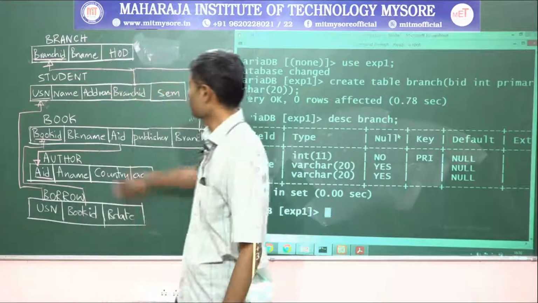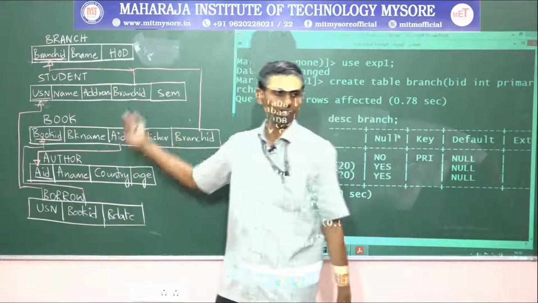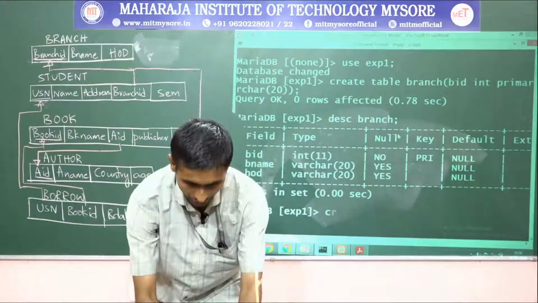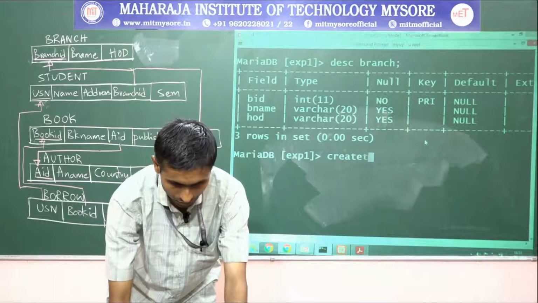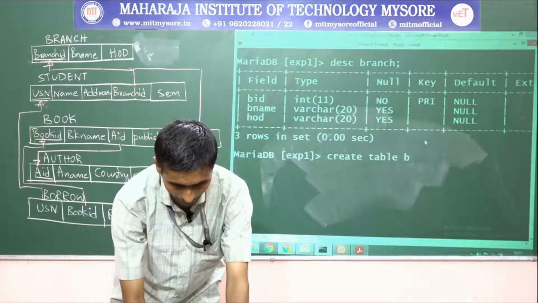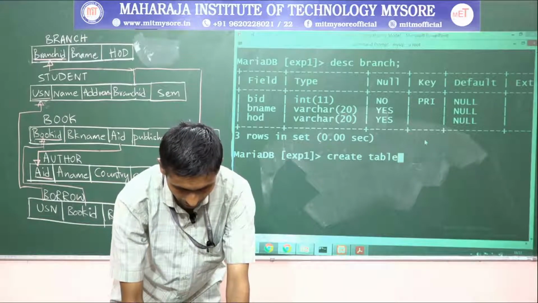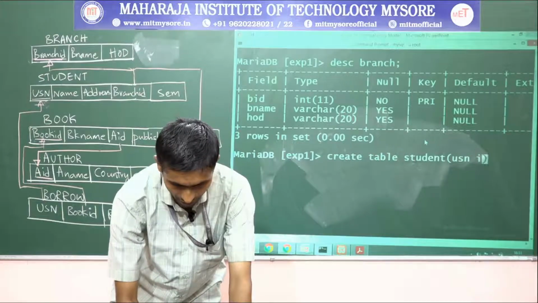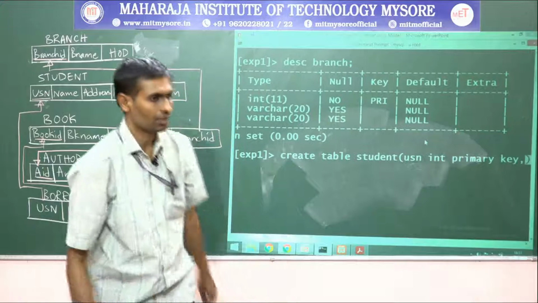Fine. But the next table to be created, student, where USN is a primary key and a branch ID is a foreign key, and it should point to a branch table. Let me go with creating create table student, right? There I want to make this USN int, and this I want to make it as primary key. Yes, done. What's the next step?